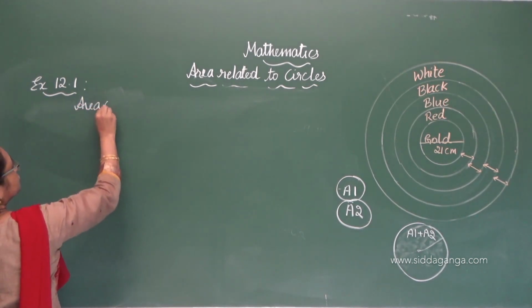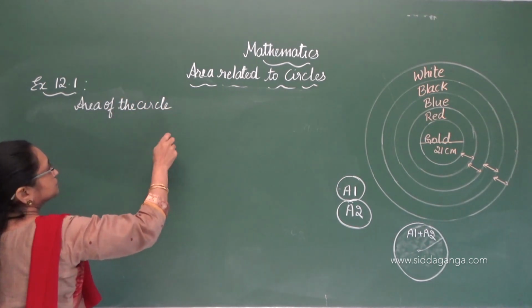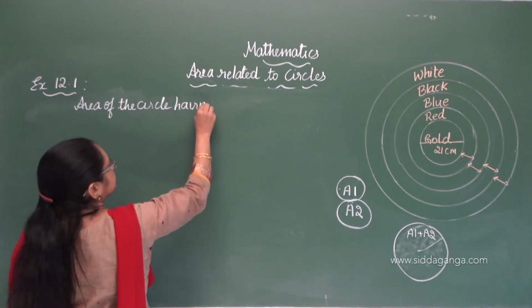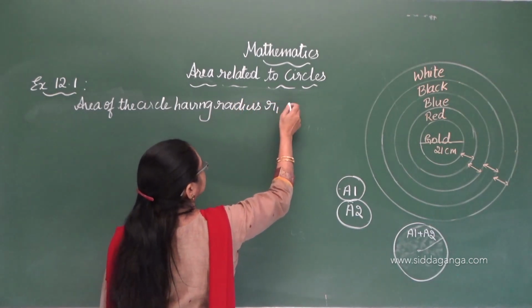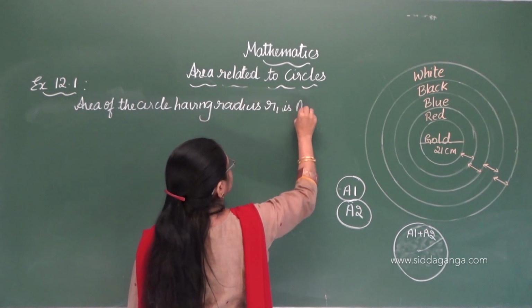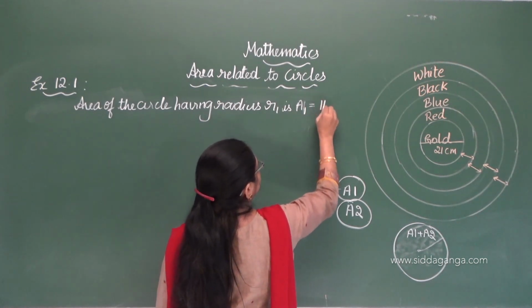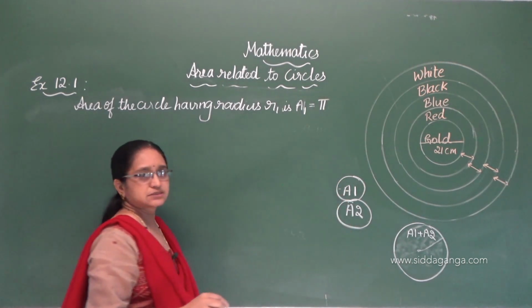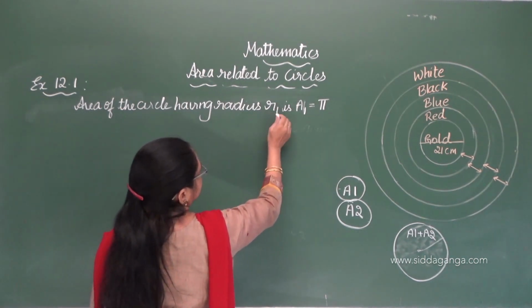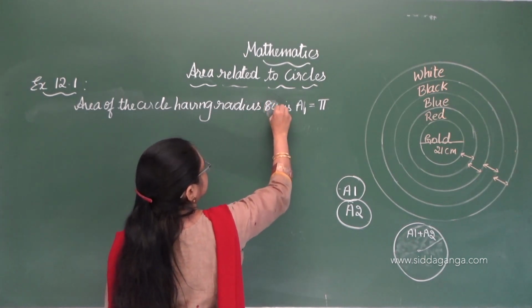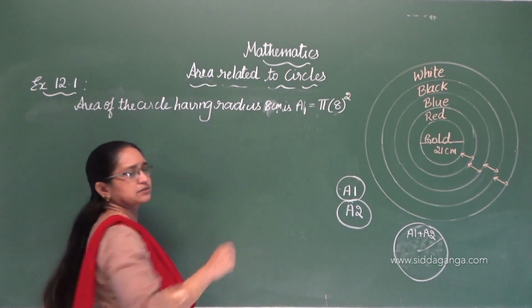Now, area of the circle having radius R1 is A1, and A1 is equal to, we all know, pi r square. So what is the radius? 8 centimeter. See, R1 is nothing but 8 centimeter, so A1 is equal to pi 8 square, pi r square, correct?